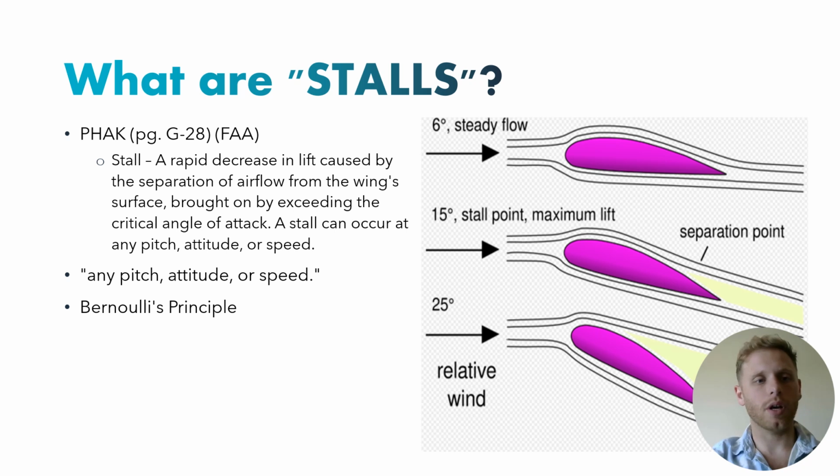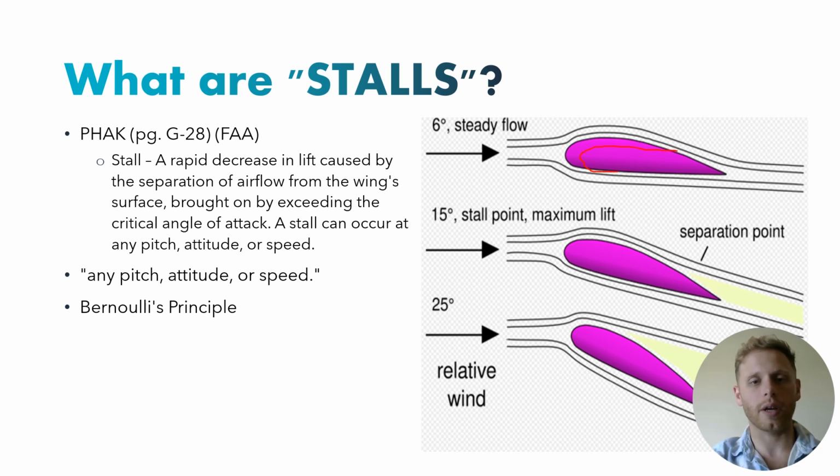So, what are stalls? According to the Pilot's Handbook of Aeronautical Knowledge, a stall is a rapid decrease in lift caused by the separation of airflow from the wing surface brought on by exceeding the critical angle of attack. A stall can occur at any pitch, attitude, or speed. That's very important to understand. It can happen in accelerated flight as well, right? And at any altitude.